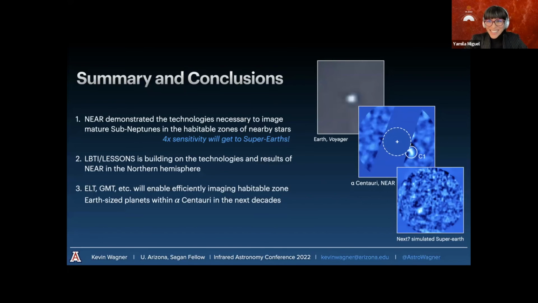Great. Thanks for the nice talk. There are a few questions. One by Leo. He's asking, interesting plot showing the sensitivity versus chopping frequency. Have you been able to decompose the noise into sky and detector components too?